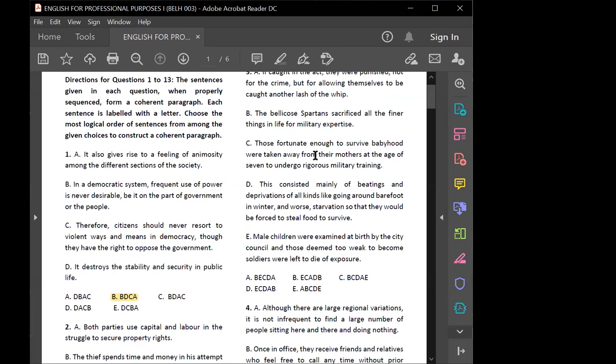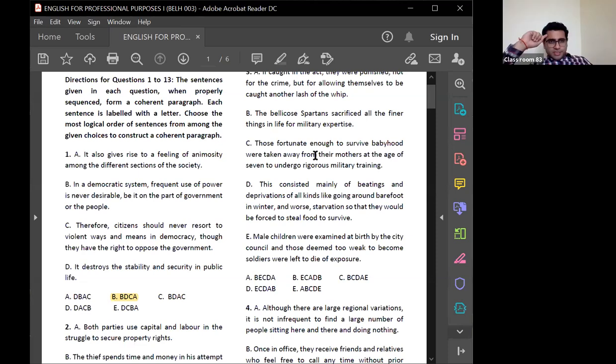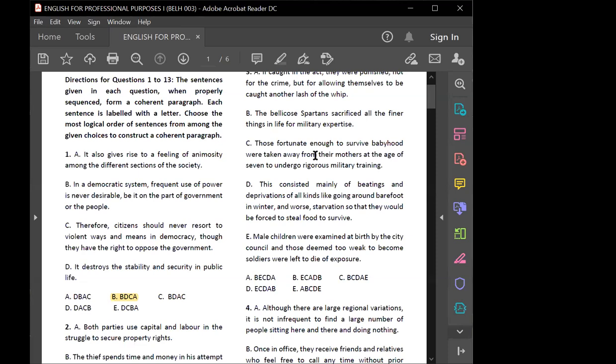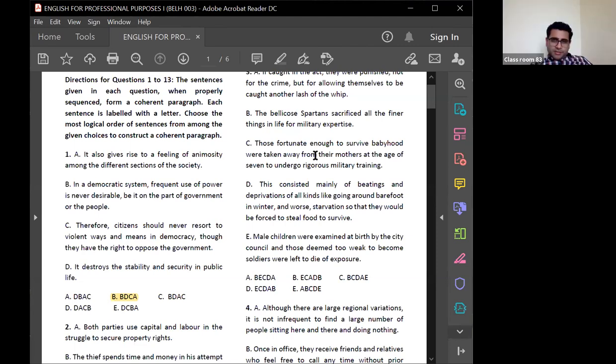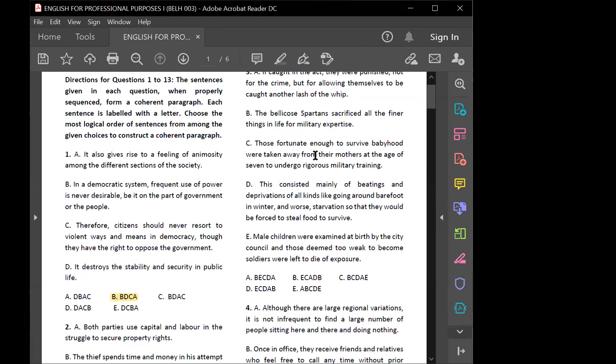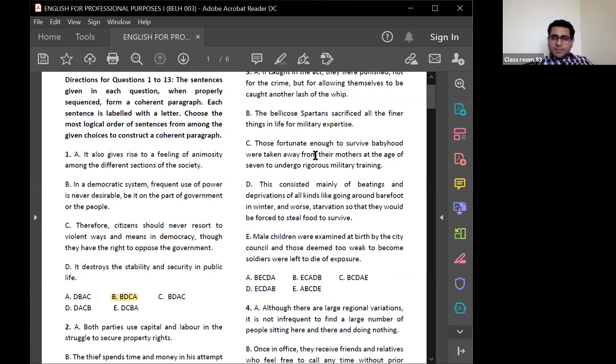Then next one, C. Therefore, citizens should never resort to violent ways and means in democracy, though they have the right to oppose the government. Then option A. It also gives rise to a feeling of animosity among the different sections of the society. So do you think this is the right answer? Yes, sir. Anybody else who would like to contradict Astha?